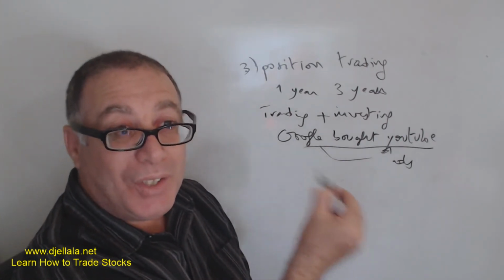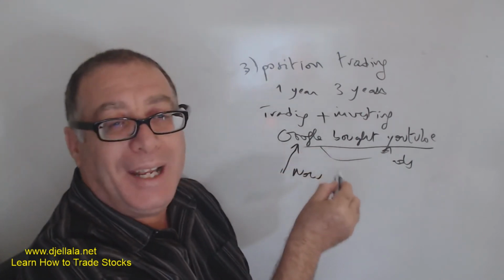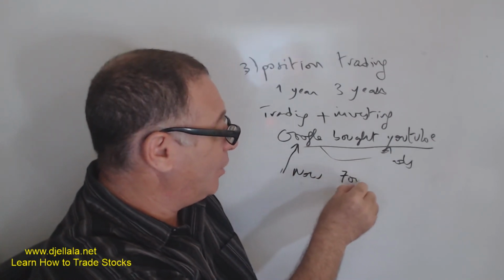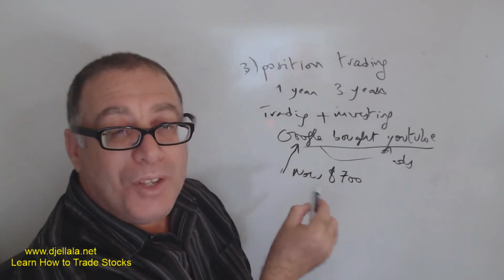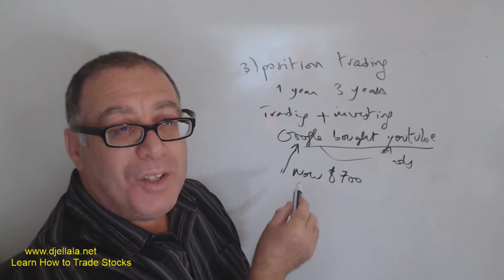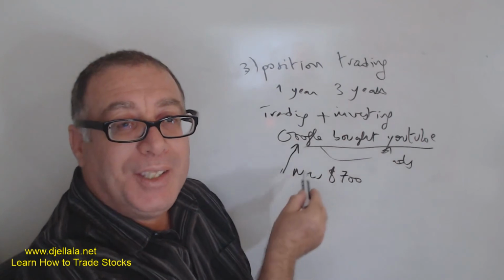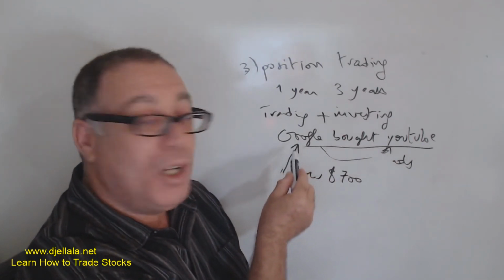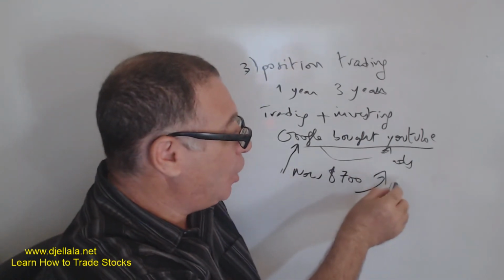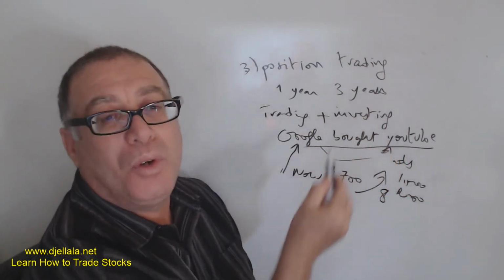So some people say, okay, why not buy Google now? Let's say Google, it is just an example, okay, it is $700. Now these people who are position traders think that since Google bought YouTube, Google will be appreciated by mutual funds and they buy it and it could go to $1,000 or $2,000 in 1 or 2 or 3 years.